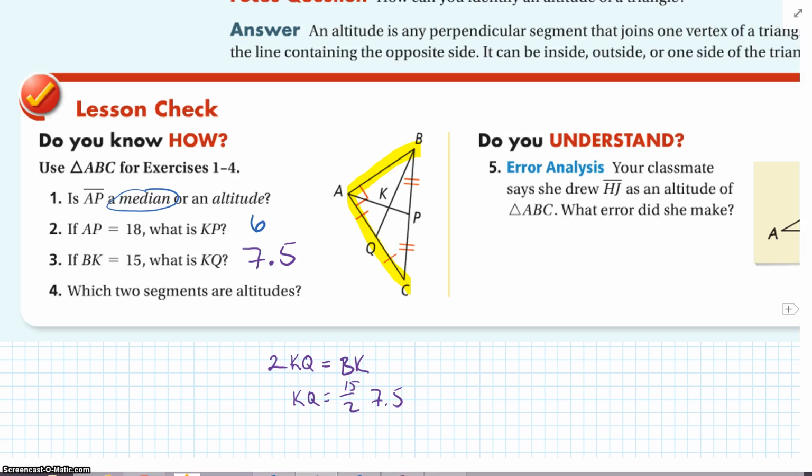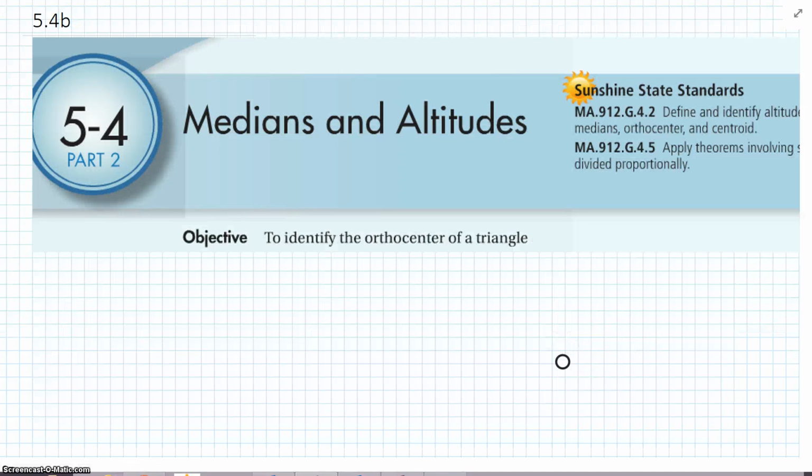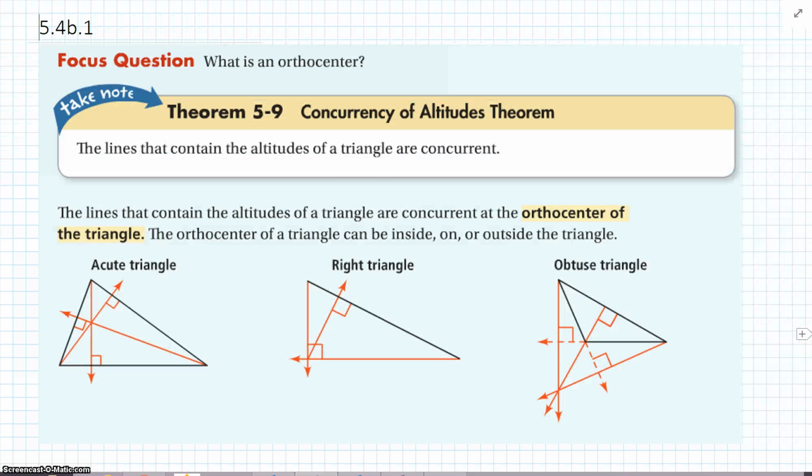Moving on to the next segment. Now we're going to talk about the orthocenter of a triangle, okay? What is an orthocenter? The lines that contain the altitudes of the triangle are concurrent at the orthocenter. Remember, concurrent means where they all intersect.